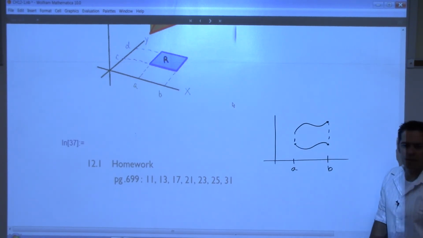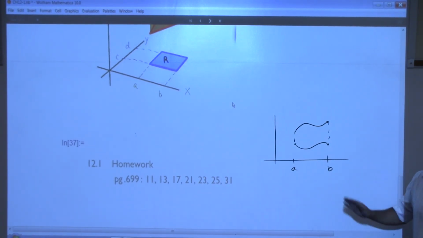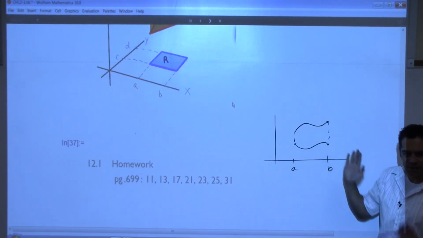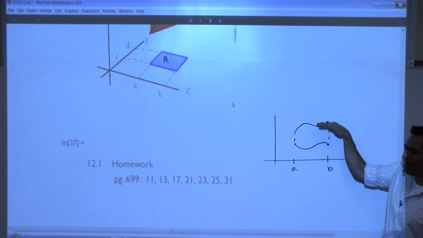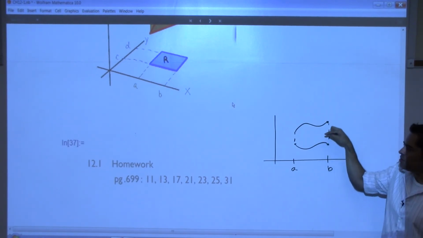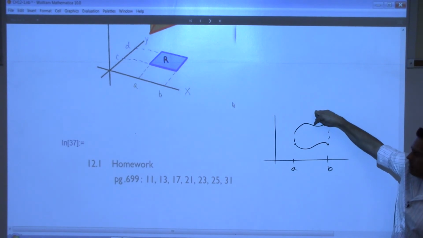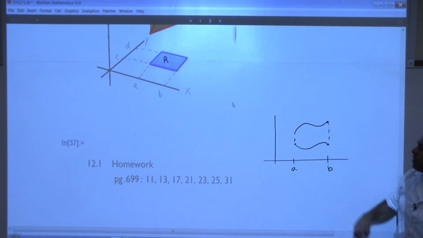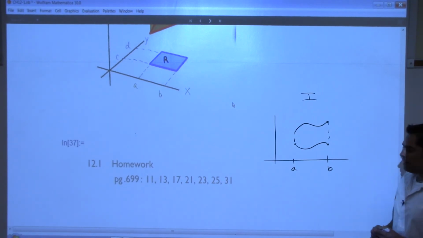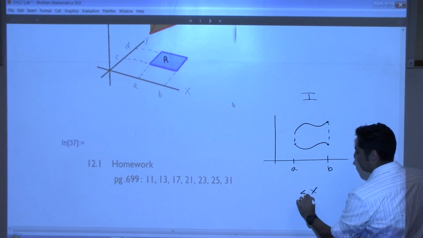So now you're looking, it's almost like a half rectangle, like this is fixed, a and b, right? Your x is between two constants, but your y values are no longer between two constants, right? They vary. So this is a function of x, isn't it? This is a function of x. This is what we're going to refer to next class as a type 1 region. Your x's are between two constants, right?